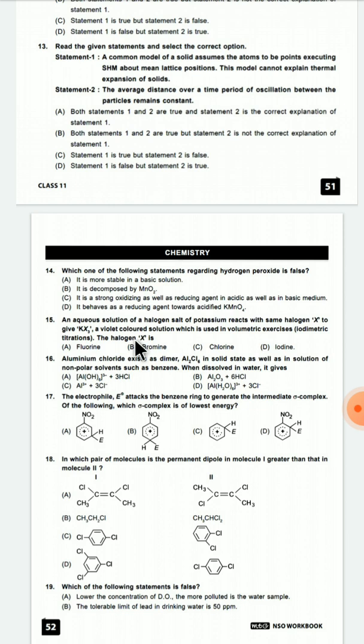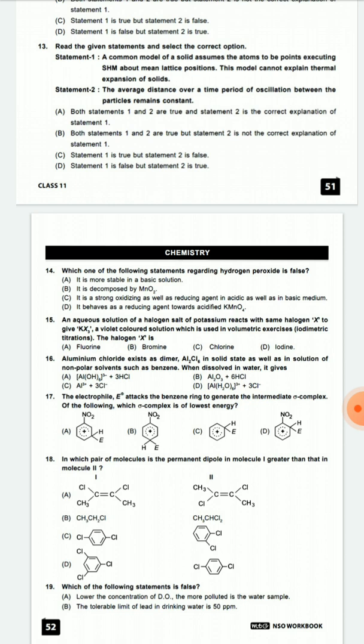Question number 16. Aluminium chloride exists as a dimer Al2Cl6 in the solid state as well as in solution in non-polar solvents such as benzene. When dissolved in water it gives: option A [Al(OH)6]3- plus 3HCl, option B Al2O3 plus 6HCl, option C Al3+ plus 3Cl-, option D [Al(H2O)6]3+ plus 3Cl-.